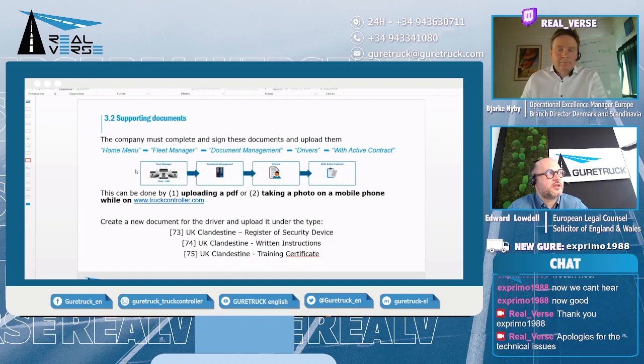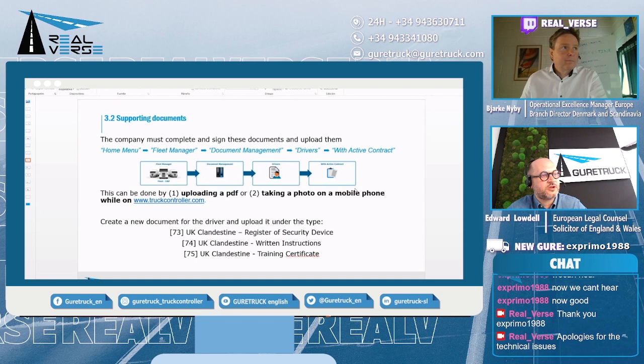So once the company has downloaded these documents, they need to complete them and sign them, and then re-upload them. So Bjarke will show this process in a moment. But to re-upload the documents from the home menu, we need to click in Fleet Manager, Document Management, Drivers with an active contract, and then we can choose through various methods.